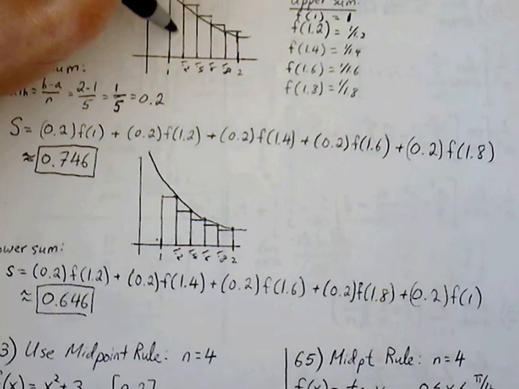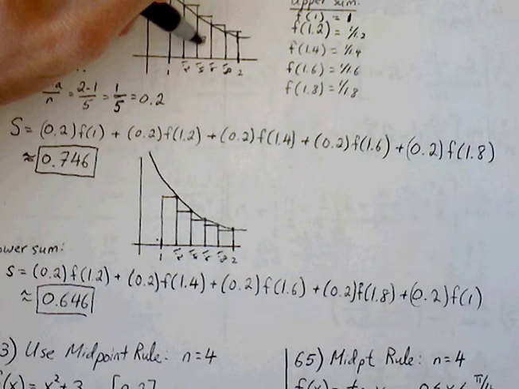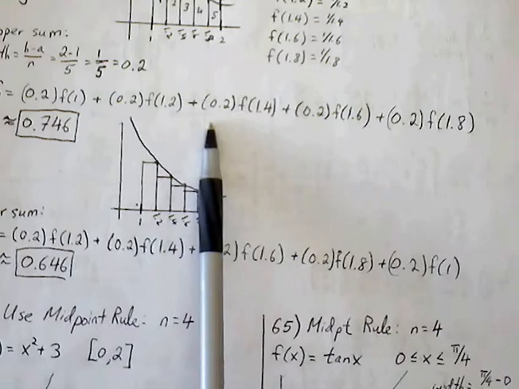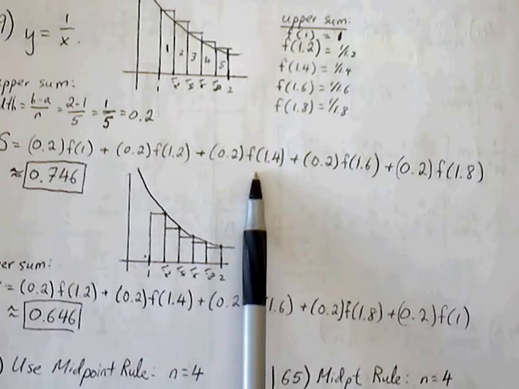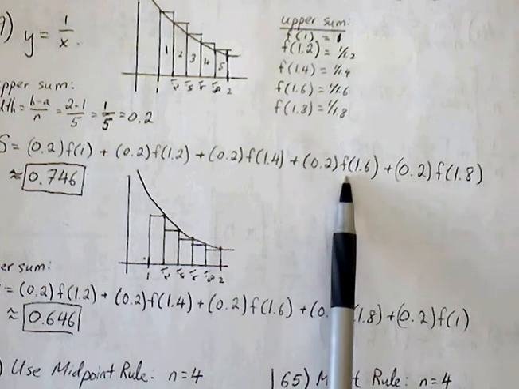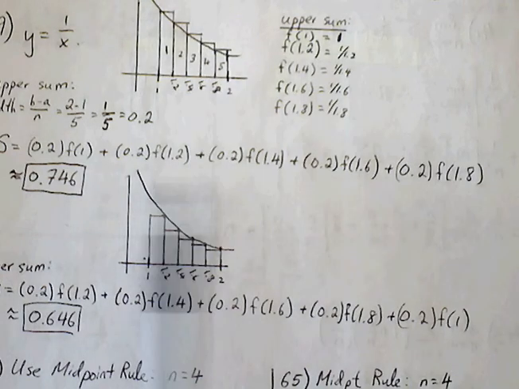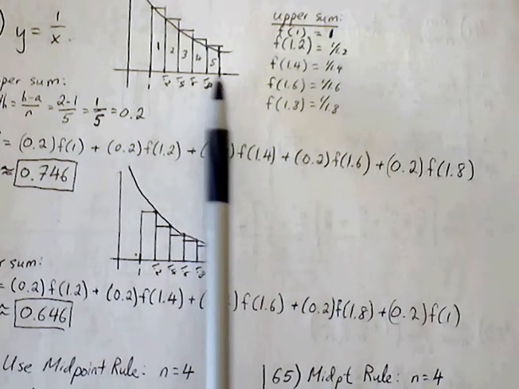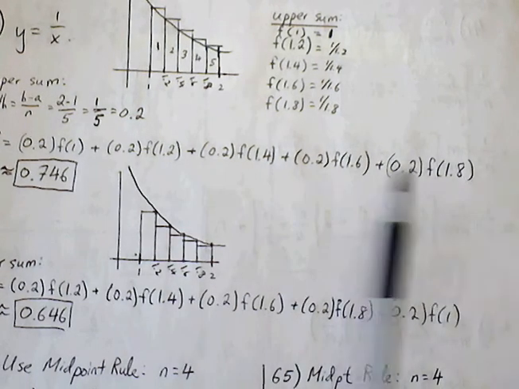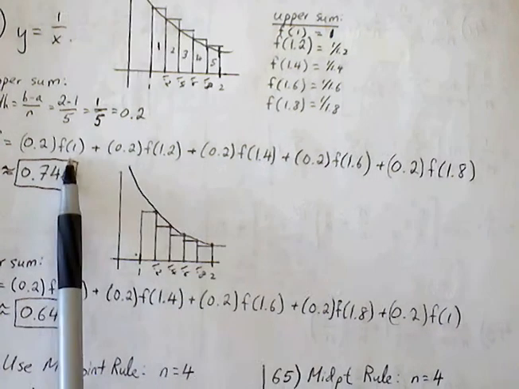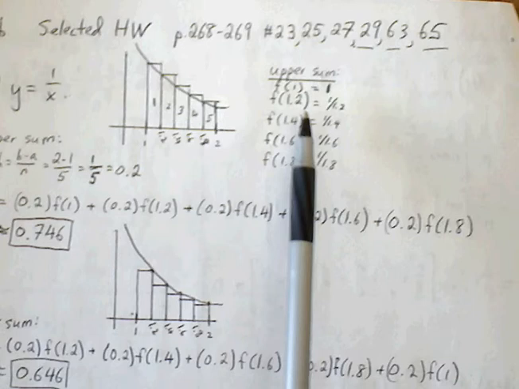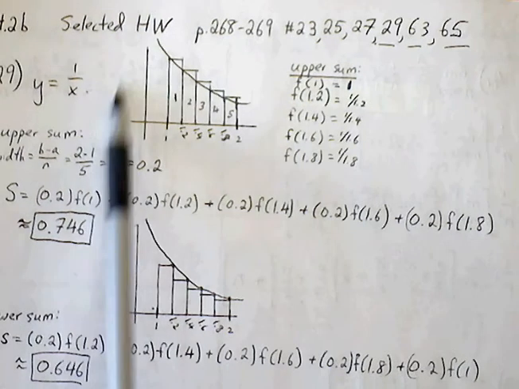So let me mark these here, 1, 2, 3, 4, 5. For my third rectangle, f of 1.4 will give me the height. F of 1.6 will give me the height of my fourth rectangle, and f of 1.8 will give me the height of my fifth rectangle. And I'm simply doing width times height for each rectangle. Then if I want to find f of 1, f of 1.2, f of 1.4, I can plug them into my function, 1 over x.